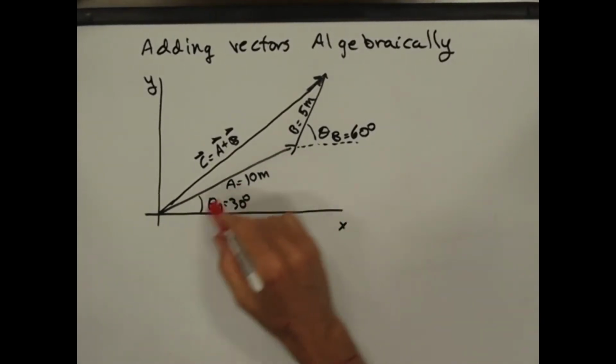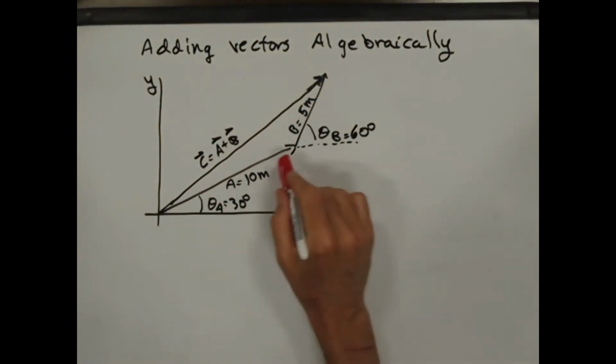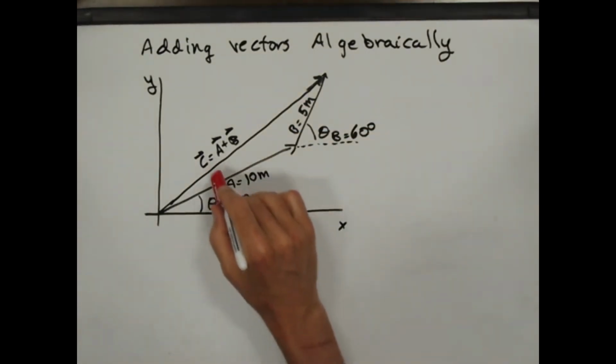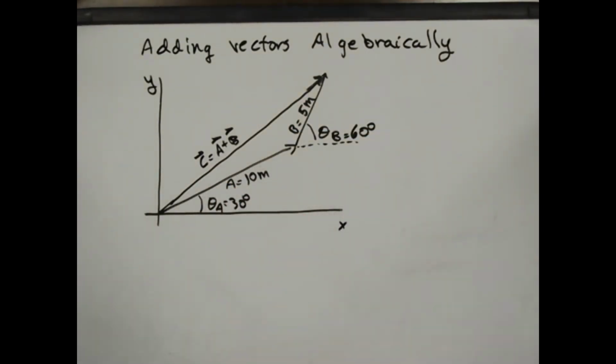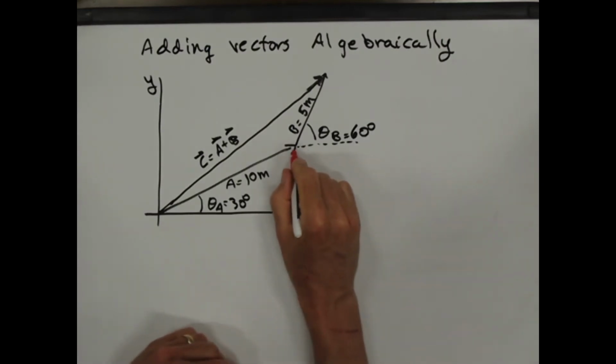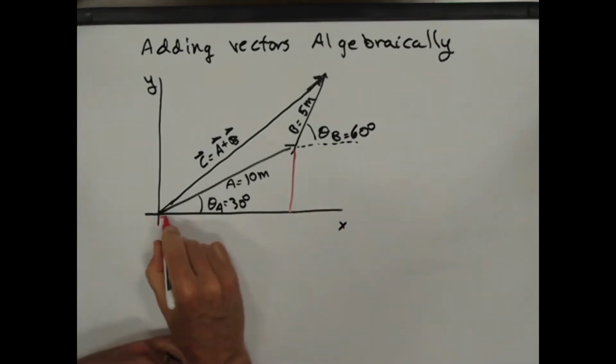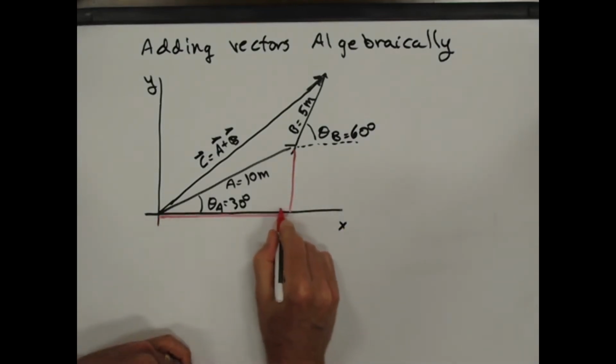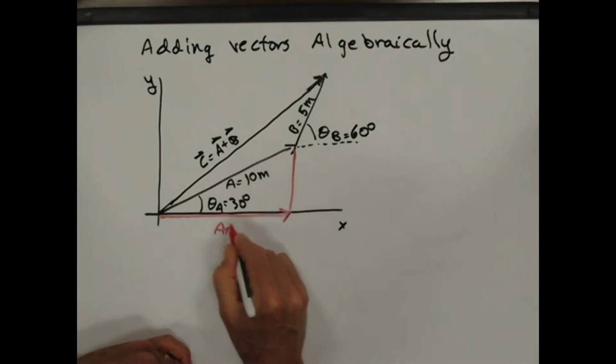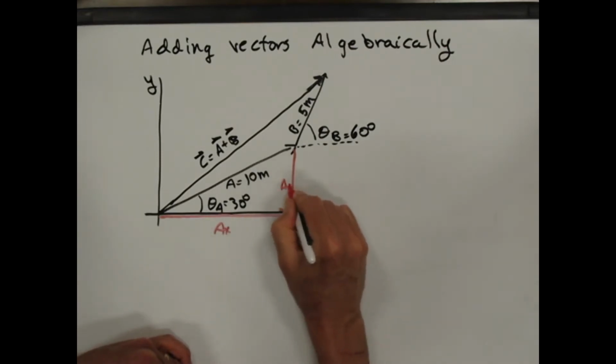So figuring out how to calculate C from these two is tricky. There's no easy way to work out this angle. And so here's what we do. We take the vector A and we break it into components, just like we were talking about earlier. This piece here is A sub x, and this piece here is A sub y.